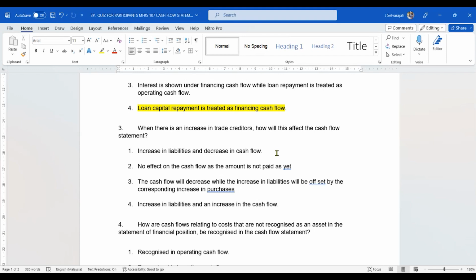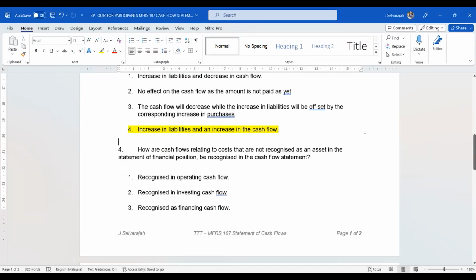I think most of you have got the right thinking on this one. Most of you got it. So it is very simple. The answer is 4. Increase in liabilities results in an increase in the cash flow. Very good. Very good. Next one, number 4.